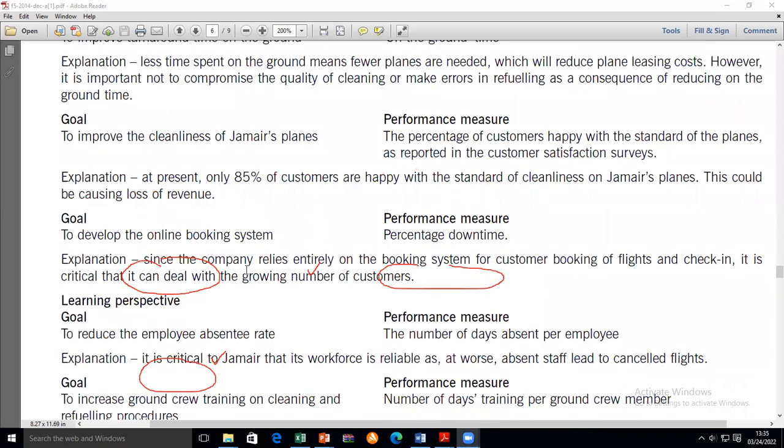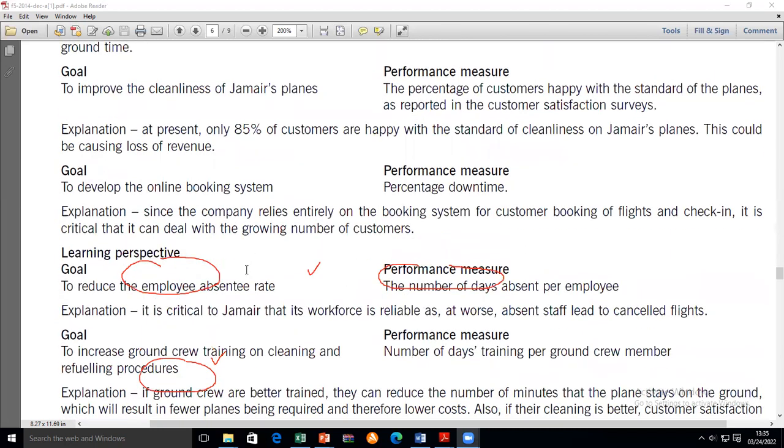What of another one? Another internal process which is very important for these budget airlines is online booking. We want to develop an online booking system so that people can book online and you cut on the cost. Now, you know about the system that sometimes you log on and it's down. So percentage downtime, 1% downtime, to be as low as possible. If anything, we want our system to be 100% active all the time.